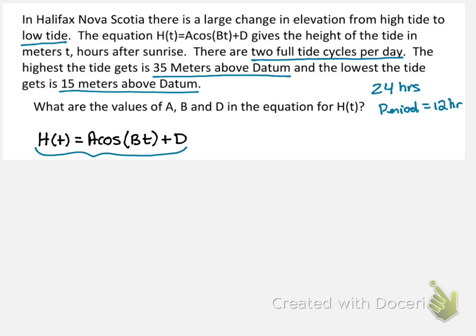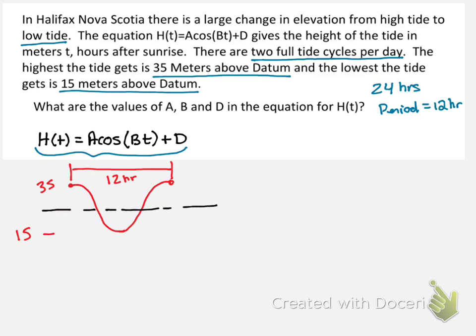So we're going to graph something that would have a high tide up here at 35, and its low would be 15, and then we'd be back up to 35. And we've already determined that this is a 12-hour period. So we need a midline, which will be halfway between 35 and 15. So if I was going to find the average, that's probably the easiest way to find that midline.